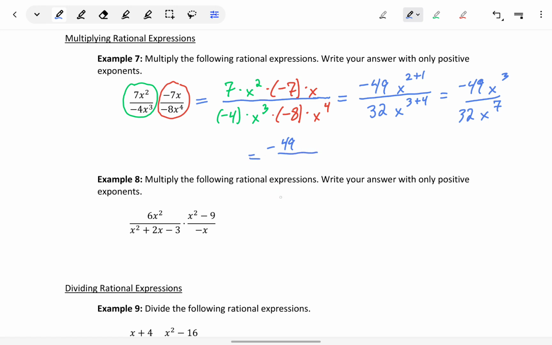And then we can look at reducing those x values, reducing our variables, because this will be the same thing as negative 49, x to the 3 minus 7, all over 32, or negative 49, x to the negative fourth, over 32. And then we just want to check our directions to see if we're required to use only positive exponents, which in this case we are. So we'll move that variable down to the denominator by flipping the sign of the exponent to rewrite this as negative 49 over 32 x to the fourth.